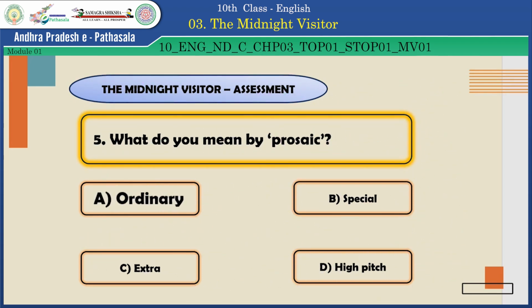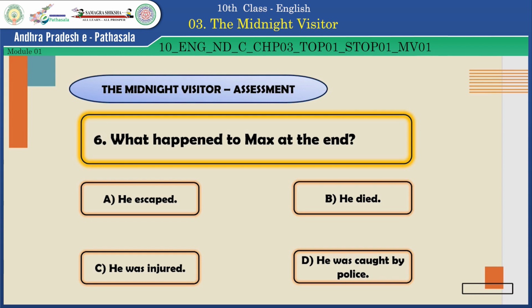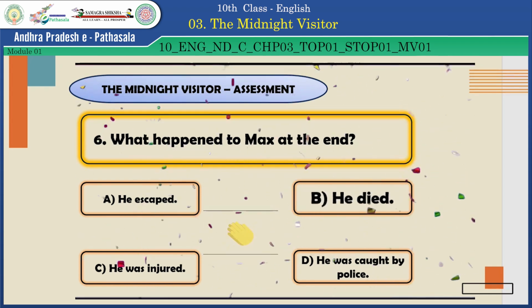Question number 6. What happened to Max at the end? Options. A. He escaped. B. He died. C. He was injured. D. He was caught by police. You are absolutely correct. The right answer is B. He died. Now, let's switch to learning outcomes.